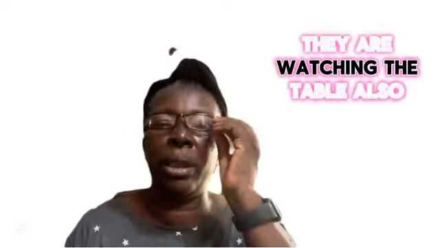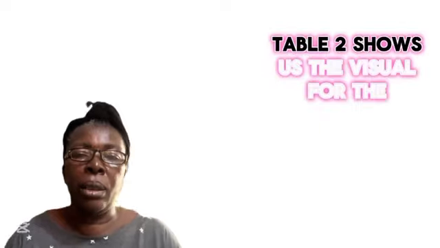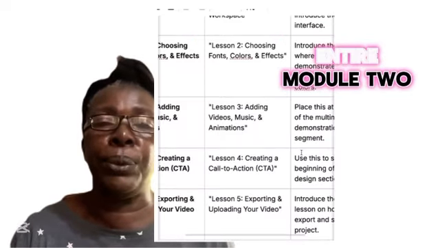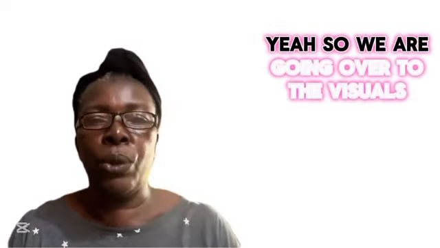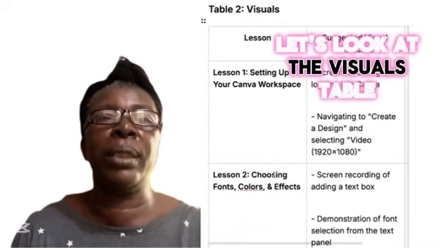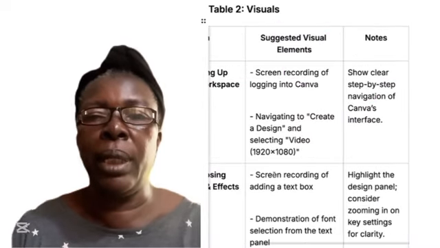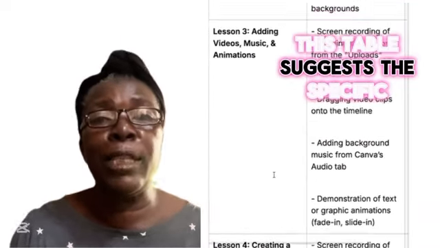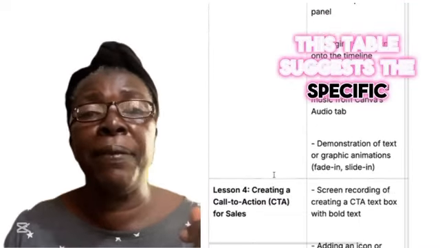So the table 2 visuals. Table 2 shows us the visuals for the entire Module 2. So we are going over to the visuals. Next, let's look at the visuals table. This table suggests the specific visual elements you should include in each lesson.